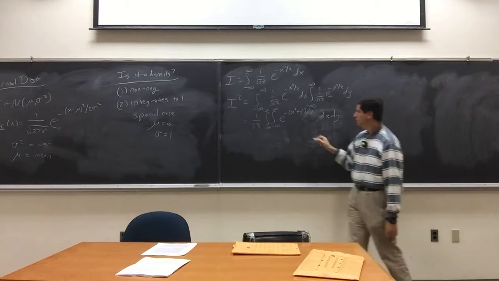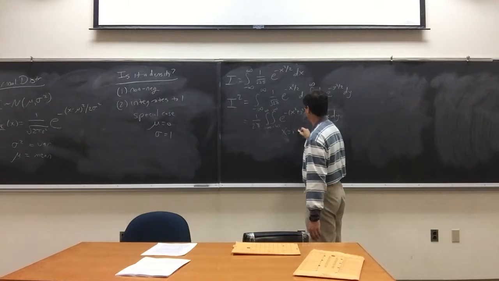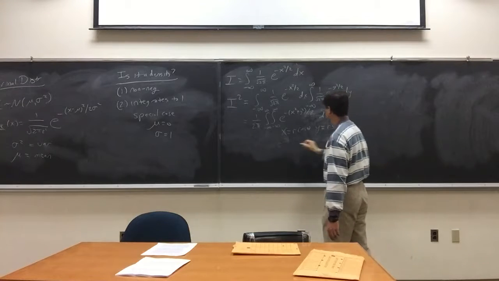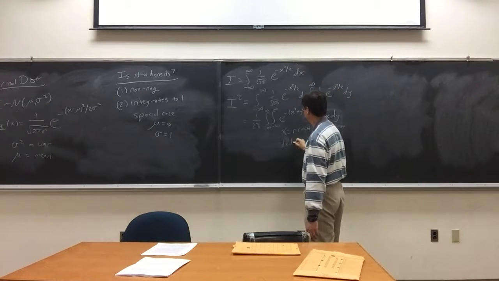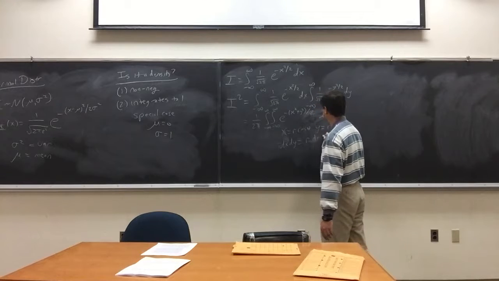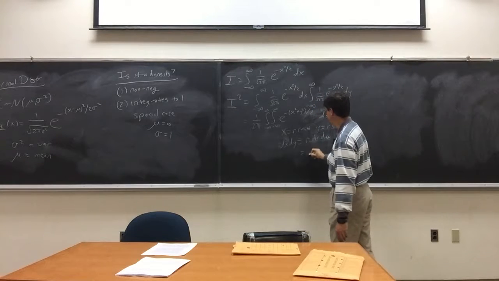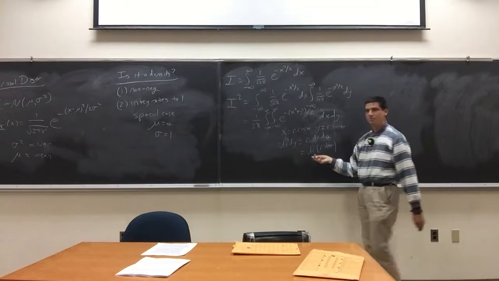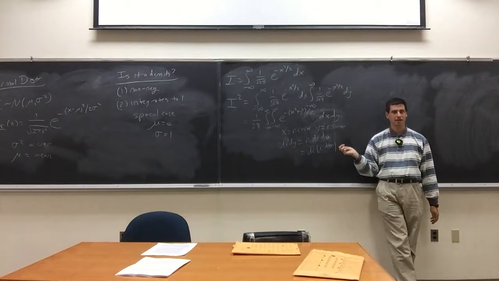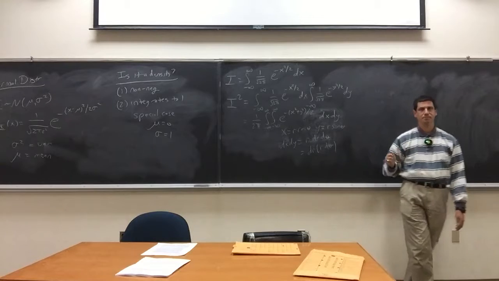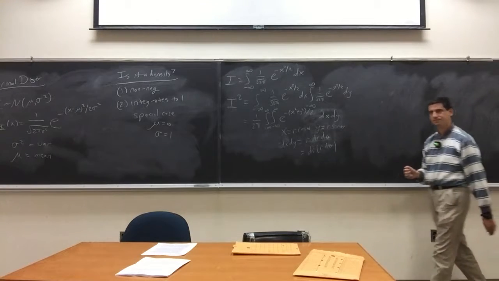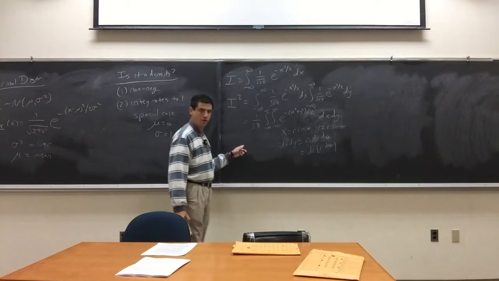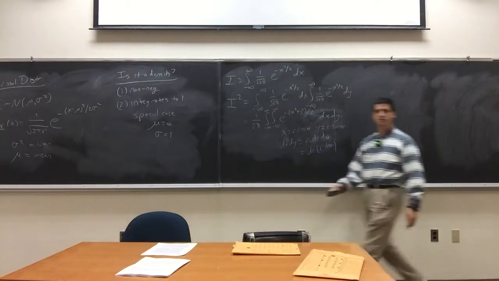So in polar, we have x is r cosine theta, y is r sine theta, and then dx dy is r dr d theta. A better way of viewing that is it's dr times r d theta. Because now r d theta is going to be a length. d theta is not a length. So what we want to do now is use polar coordinates and change variables.